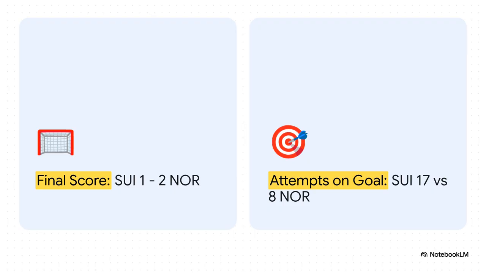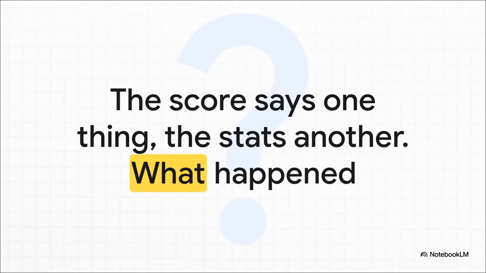Okay, let's just dive right in with a perfect example. In a recent game, Norway beat Switzerland 2-1. Seems pretty simple, right? But then you look at this number. Switzerland had 17 attempts on goal, while Norway only had 8. That is more than double the chances. So how in the world did the team that created all those opportunities end up losing the game? This right here, this is the central mystery we're going to solve.